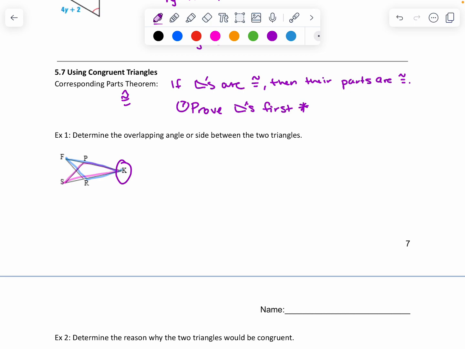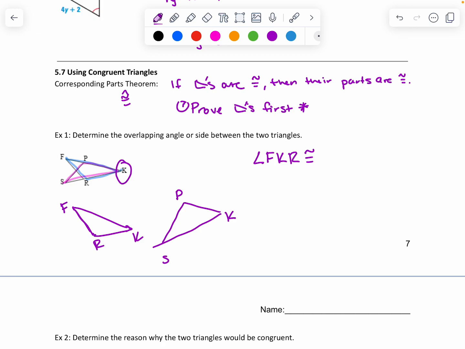But I'm not going to just say angle K. I'm going to be a little bit more specific because in the blue triangle, that angle is associated with angle FKR. And in the pink triangle, it is angle SKP. Okay, so sometimes it's easier to pull the two triangles apart. Sometimes it's not. It's just a personal preference.